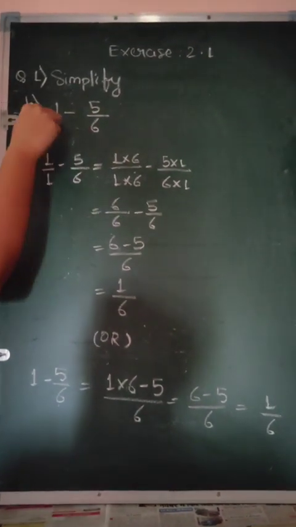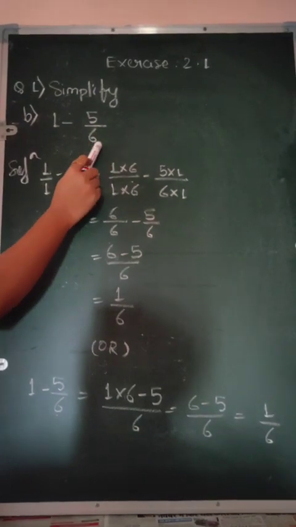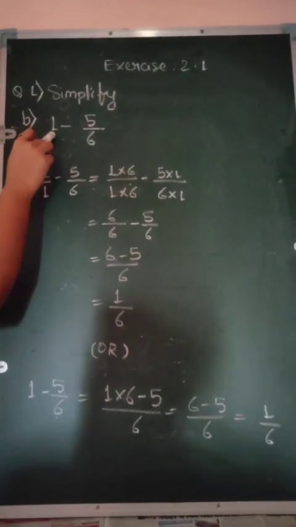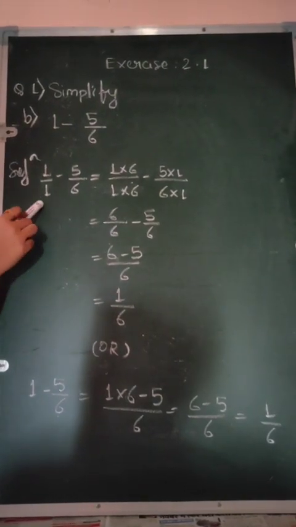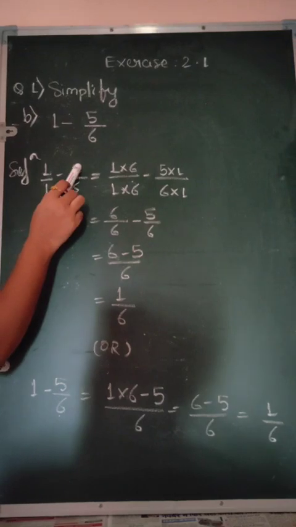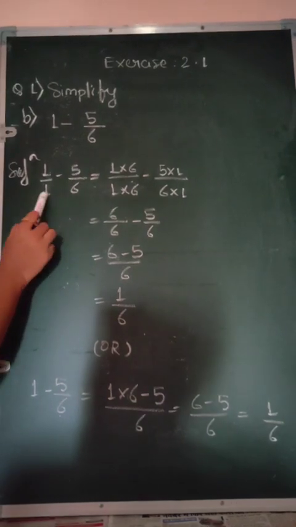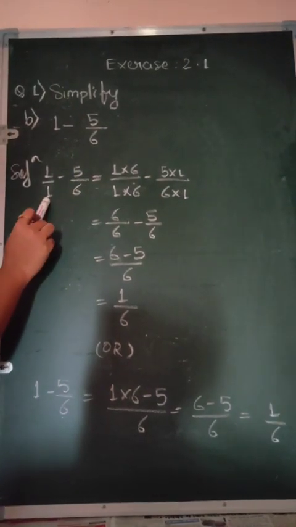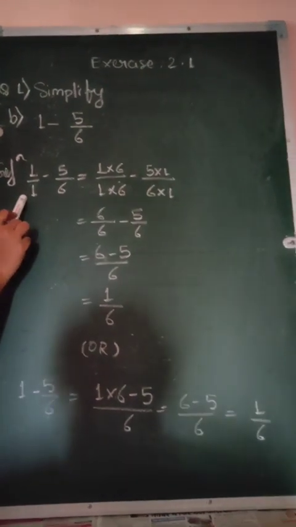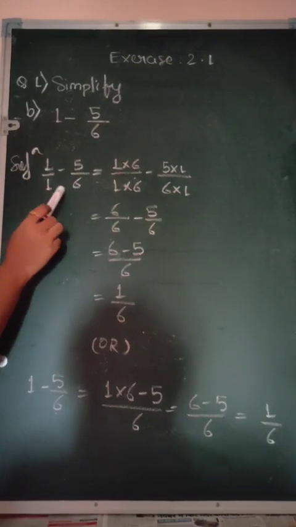So here 1 is a whole number and 5 by 6 is given in the form of fraction. So if 1 is a whole number, 1 can be written in the form of fraction as 1 by 1. So here we can write 1 as 1 by 1 minus 5 by 6. So here the LCM is 6, because simply multiplying 6 with 1 and 1 with 6, we will get the LCM as 6. So now here we will do the cross multiplication.